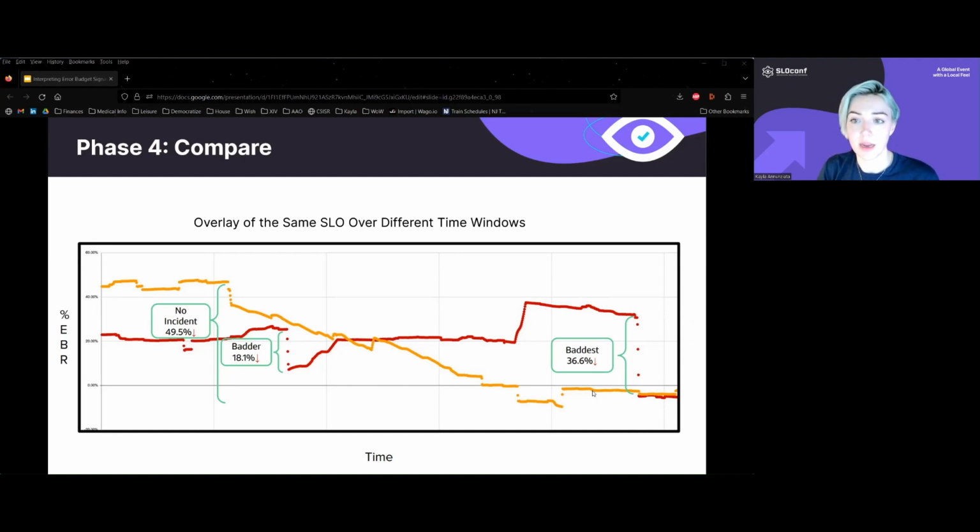So looking at error budget in a more nuanced way, whether it could be slow burn or other key indicators here, can potentially have significant impacts on your customers and on the reliability of your application.